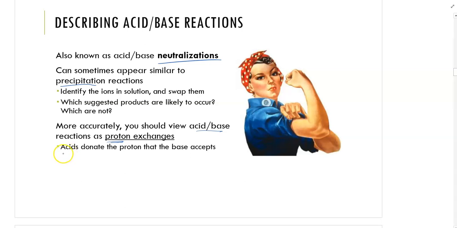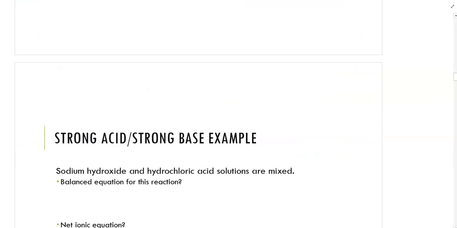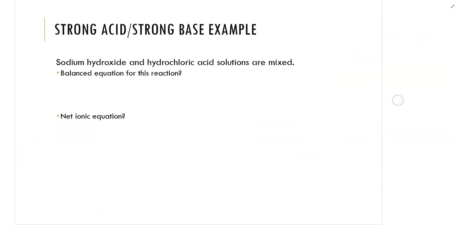Just to be clear, this language right here: acids will donate the proton that the base accepts. If you remember, this is effectively how the Bronsted-Lowry definition was stated earlier. Instead of thinking of a bunch of H's and OH minuses, really it's about following the path of that H plus ion. Let's take a look at some examples here.